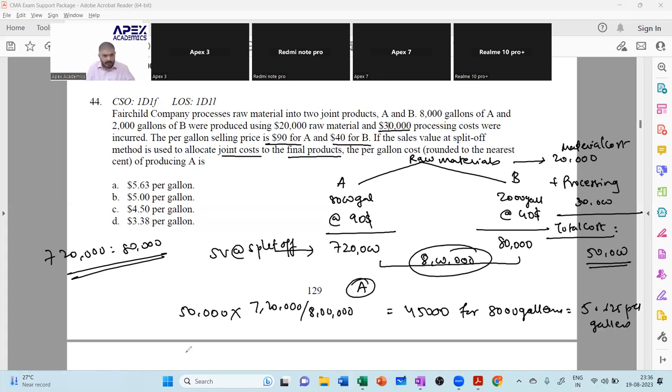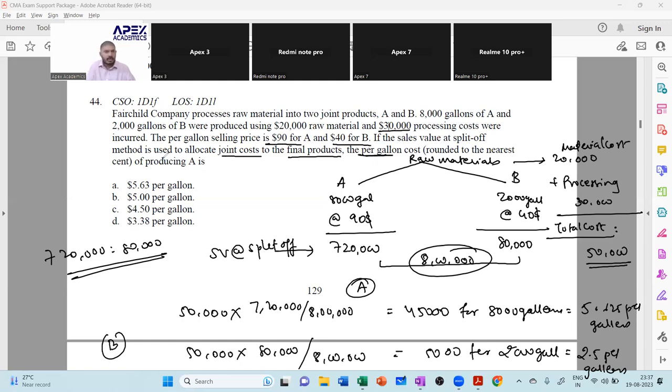For whom? For A. Talk about B. 50,000 multiplied by 80,000 divided by 8 lakhs, which is nothing but 5,000 for how many? Which is equal to 5,000 divided by 2,000. What is your answer? It is 2.5 per gallon.